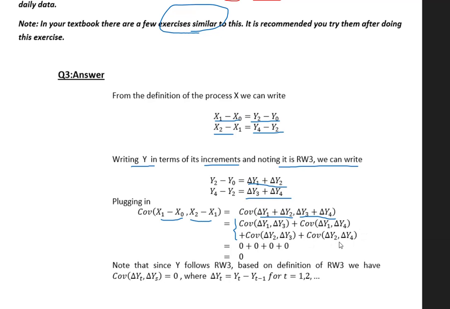These expressions are all one. But since y follows a random walk, the covariance between its increments at any times is going to be 0. So all these terms are going to be 0. Therefore, to sum up, we have shown that the covariance between increments of this new process is 0. This is the end of question 3, exercise set B.